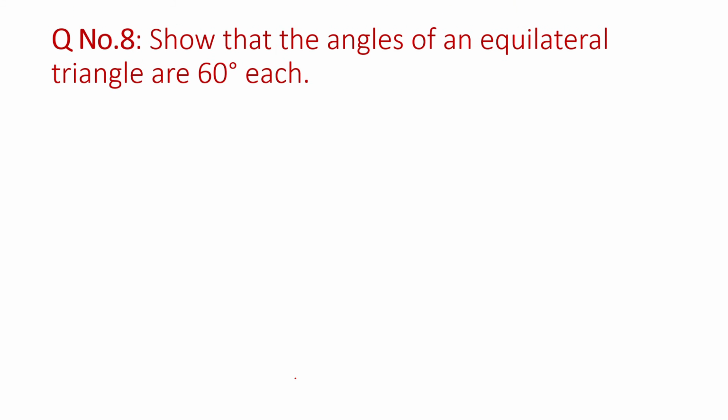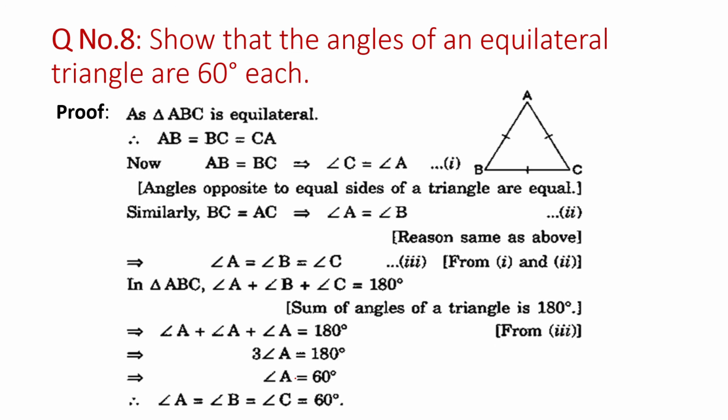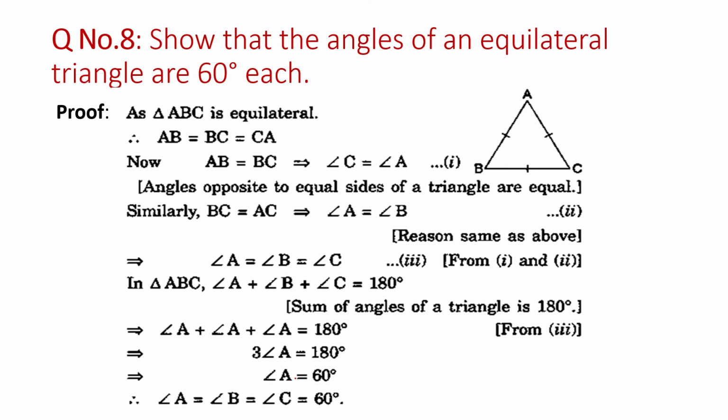Now last question, question number 8. Show that angles of an equilateral triangle are 60 degrees each. Triangle is equilateral, this is given. Equilateral triangle is what? Whose all sides are equal. We have to prove each angle is 60 degrees. So therefore, if triangle ABC is equilateral, AB is equal to BC is equal to AC. Now first of all, we will take AB is equal to BC.